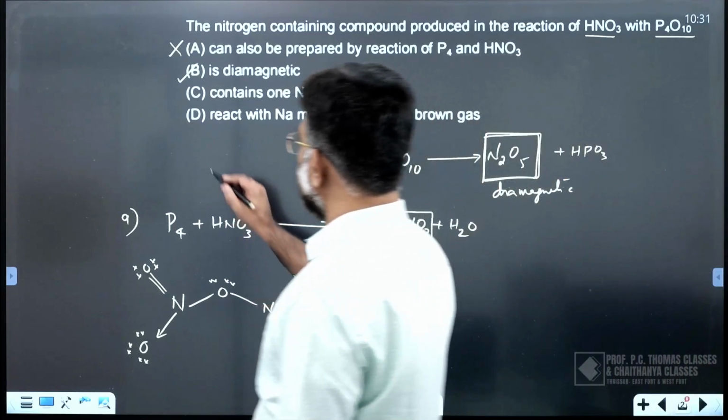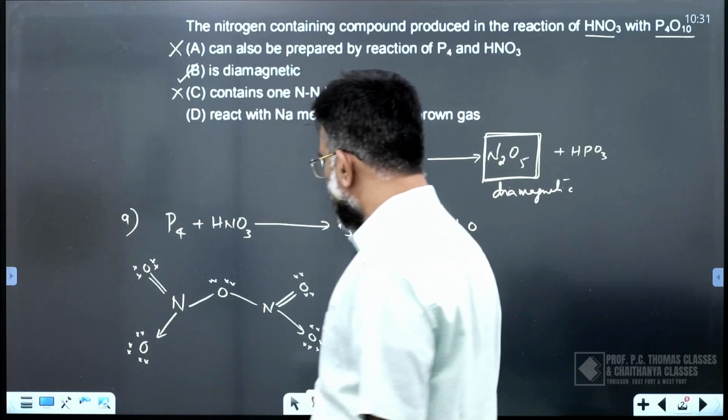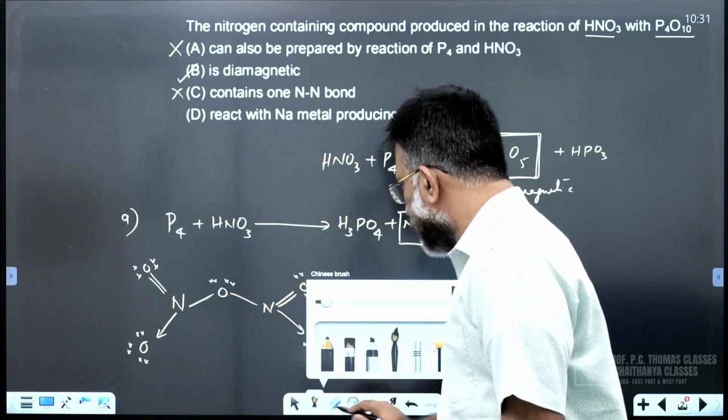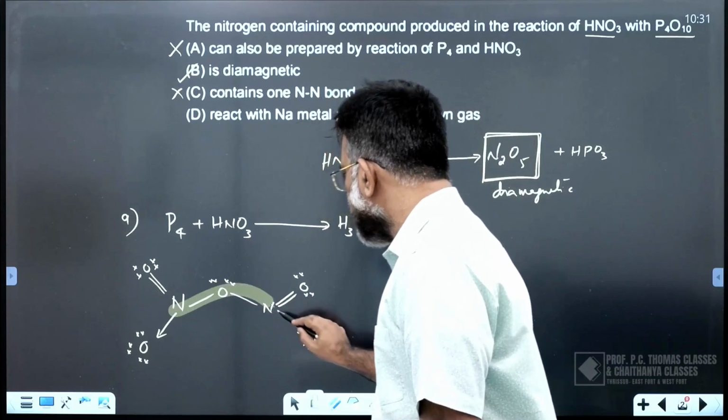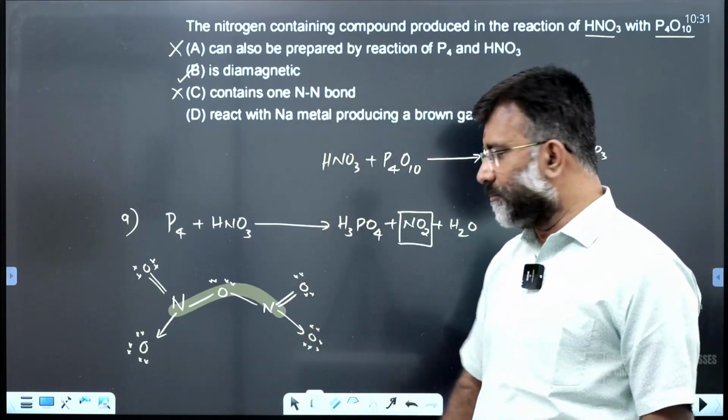There is no NN bond. As you can find, it is an N-O-N bond. It is not having any NN bond.